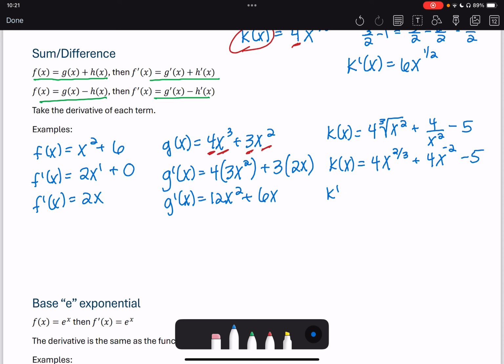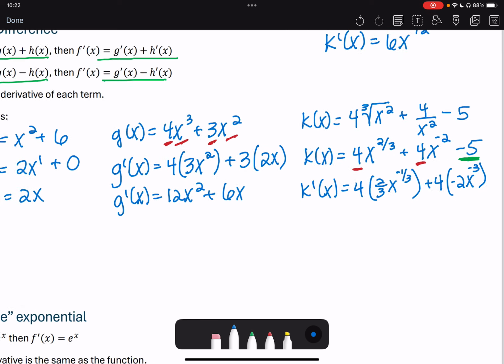Okay, so it's k prime of x equals, all right, now 4, this is a constant multiple, okay? I have another constant multiple of 4 there, all right? So remember, those just come along for the ride. So it's 4 times, now I'm using my power rule here, so that's going to be 2/3 x to the negative 1/3. I'm subtracting 1 from the 2/3. All right, then plus 4 times negative 2 times x to the negative 3. And then this 5 down here, this is just a constant. So the derivative of constants is a 0.